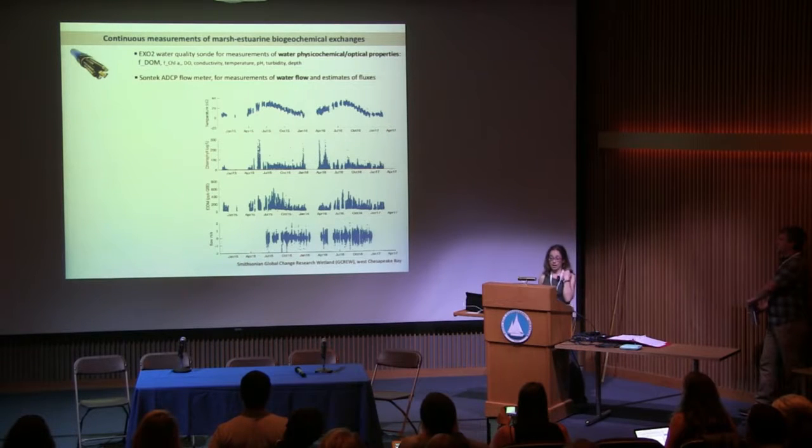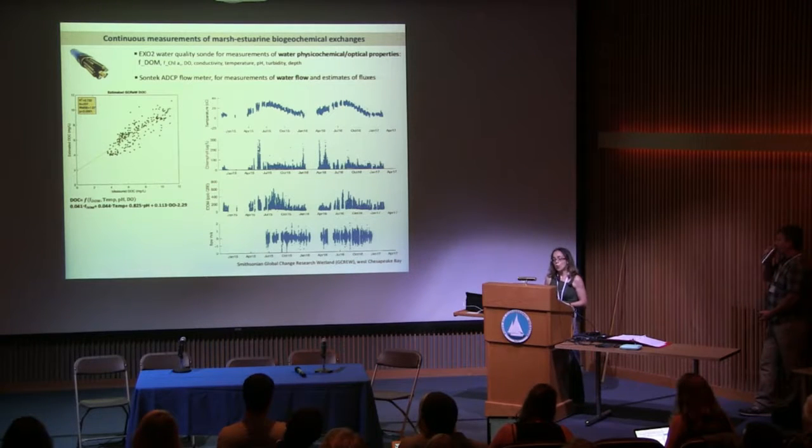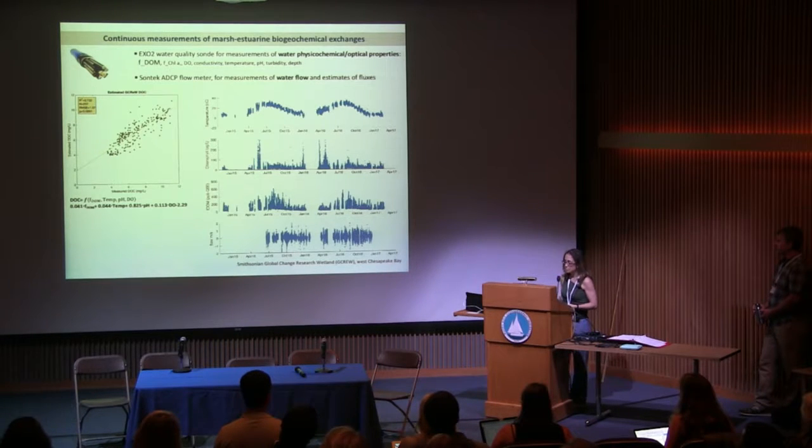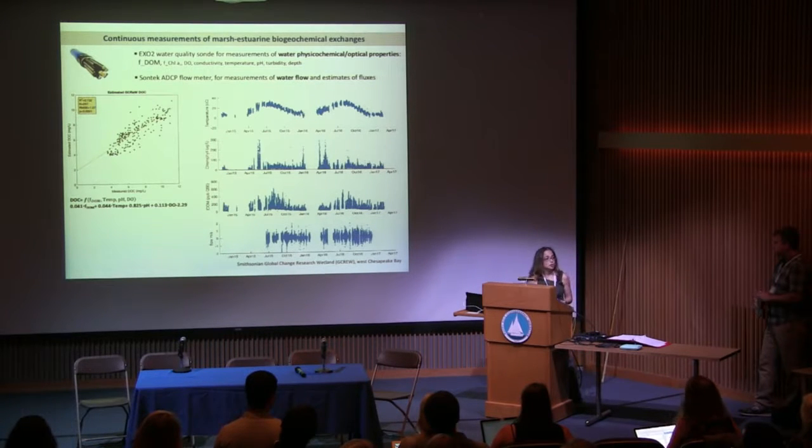And here you see results for one of our intensive study sites, the Smithsonian Global Change Research Wetland along the western shoreline of the Chesapeake Bay. We found that we get better predictions for DOC in this system when we're linking DOC not just to CDOM fluorescence, but also parameters such as temperature, pH, and DO, dissolved oxygen, because these physicochemical properties provide information on environmental conditions and variability in the CDOM fluorescence to DOC relationship.